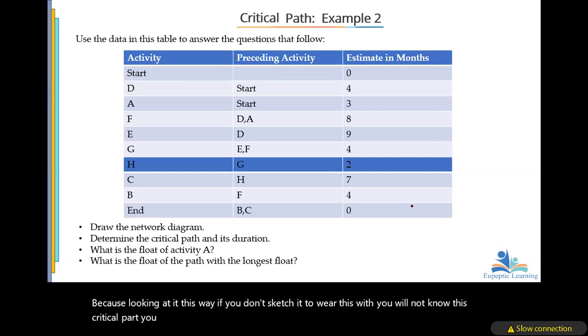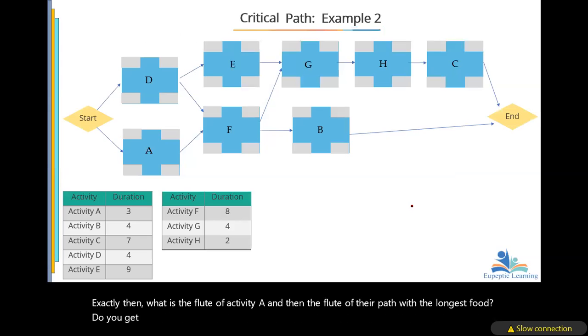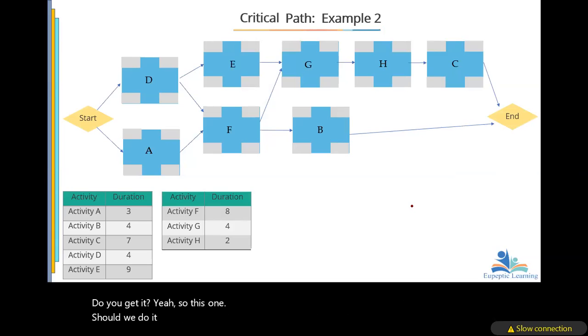Then what is the float of activity A? And then the float of the path with the longest float. Do you get it here? So this one, should we do it together? Yeah. Let's do it together.